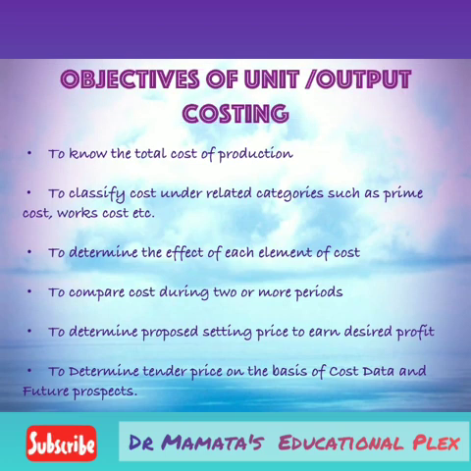Now, there are some objectives behind unit costing or output costing. We use unit costing to know the total cost of production. We use it to classify cost under related categories such as prime cost, works cost, office cost, selling and distribution cost, etc. Then we have to determine the effect of each element of cost and to compare cost during two or more periods. This is very easy when we use unit costing in our accountancy.